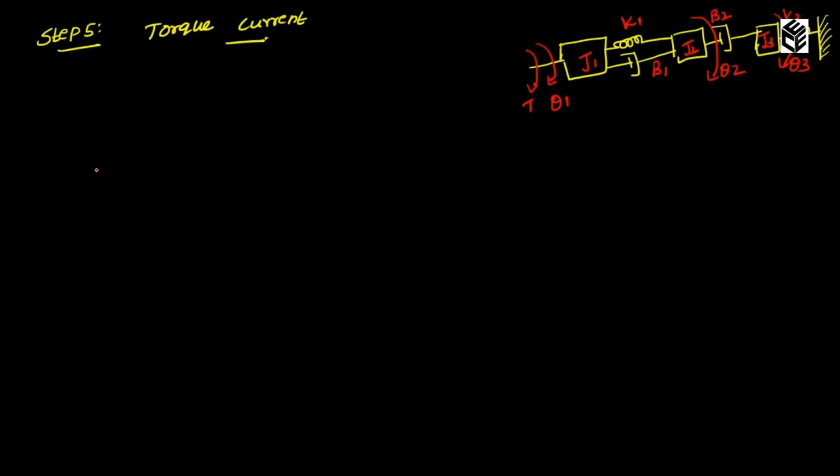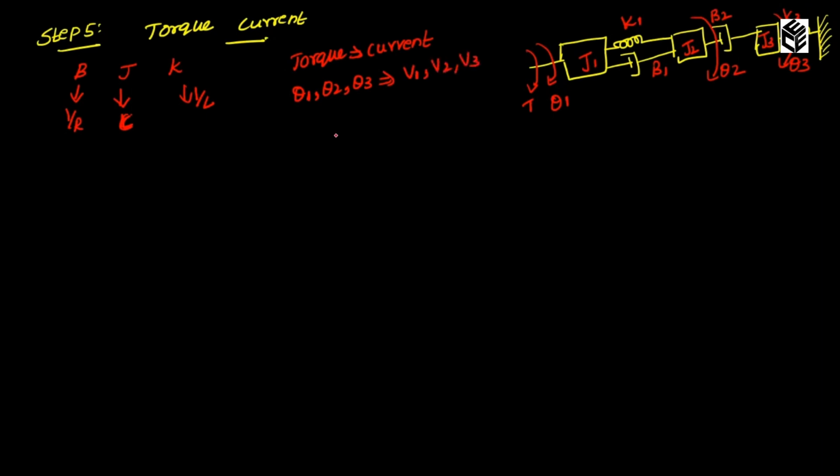The next step is torque current. So the assumptions for torque current are that B, J, K are replaced as 1 by R, C and 1 by L. Now here the torque is replaced as current, and the angular displacements theta 1, theta 2 and theta 3 are replaced as voltages V1, V2 and V3.